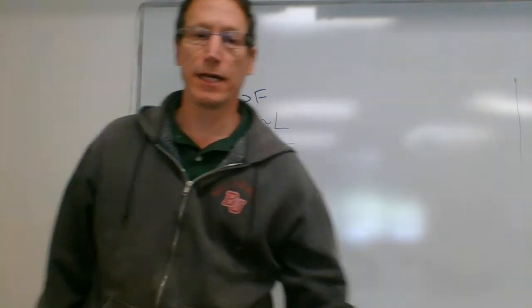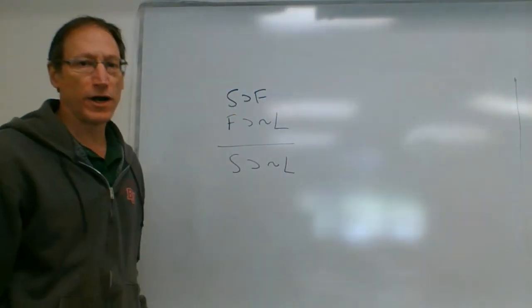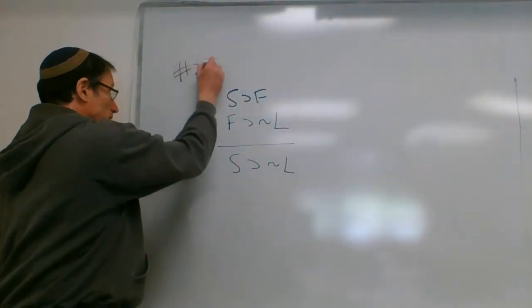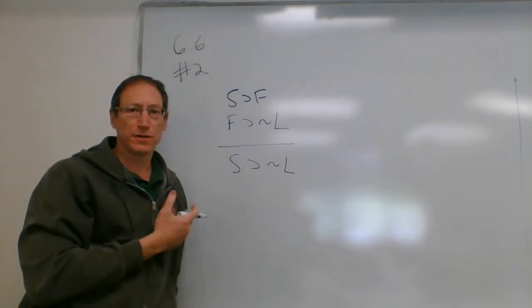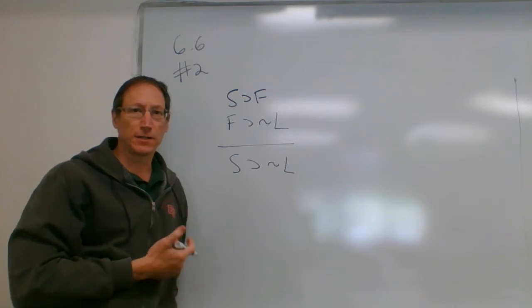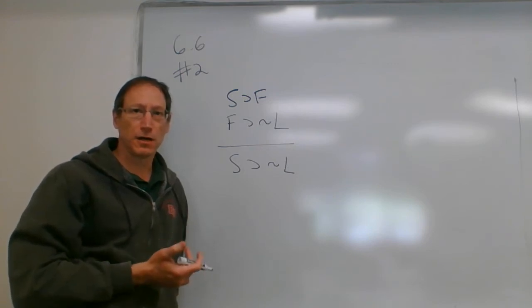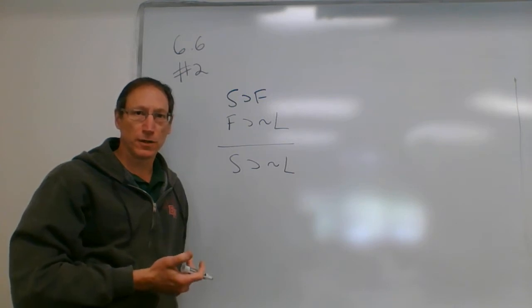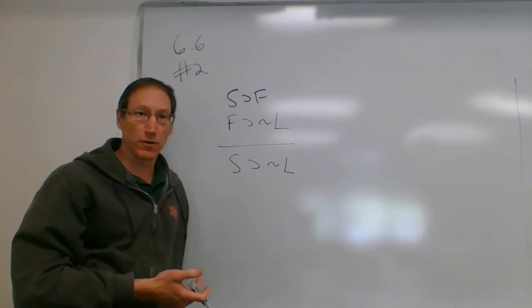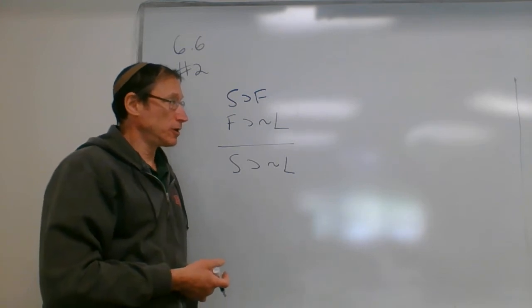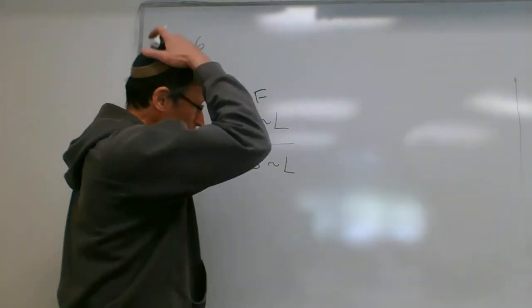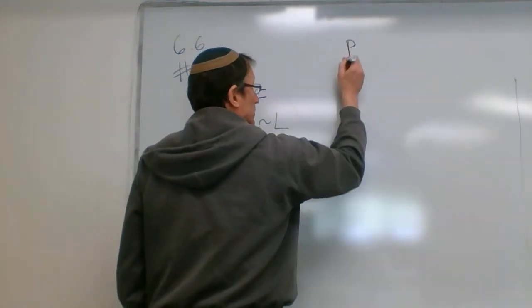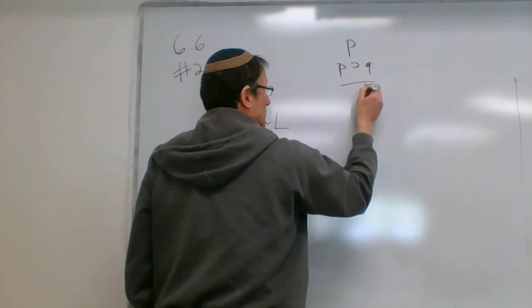So what you're supposed to do in these exercises, again, this is number 2 from 6.6, is determine whether this is or is not a valid substitution instance of one of the argument forms that we learned in 6.6. Is it a valid argument form or not? So maybe it would be a good idea to put down on the board all of the valid argument forms that we have. Let's see, we have modus ponens, which is this, right?